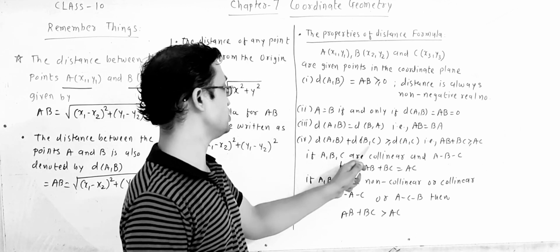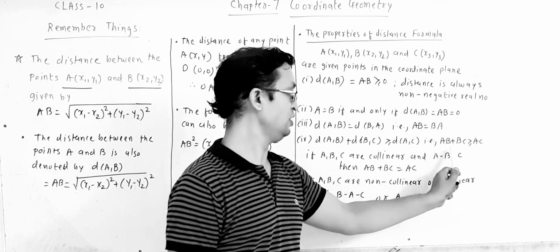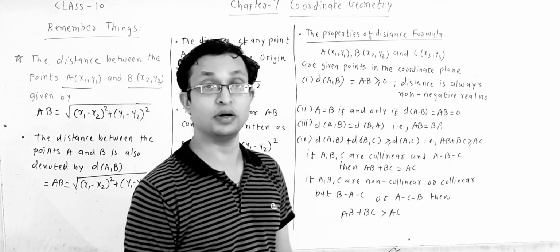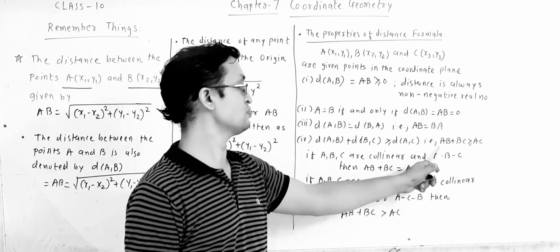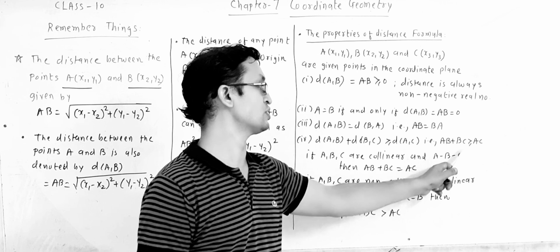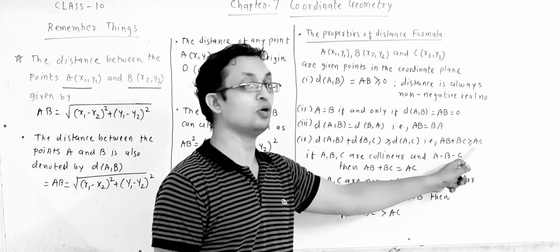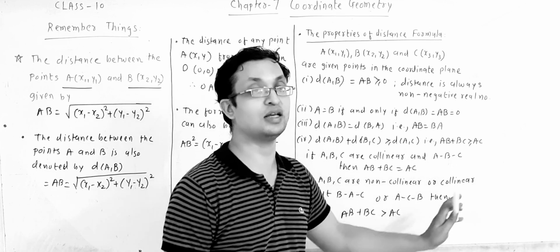Distance of AB plus distance of BC is greater than or equal to distance of AC. That is, AB plus BC is greater than or equal to AC. The sum of these 2 distances AB and BC is always greater than or equal to AC, not less than AC.